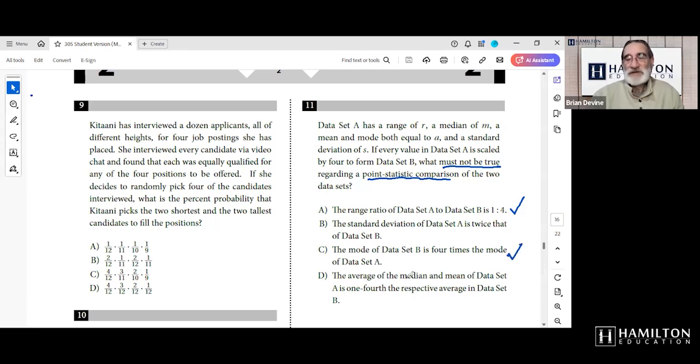The average of the median and the mean of dataset A is 1/4. Well, yeah, because everything in B is 4 times, then we should have that as true. So the one that was a little shaky, B, that's not necessarily true. So B is your correct answer.